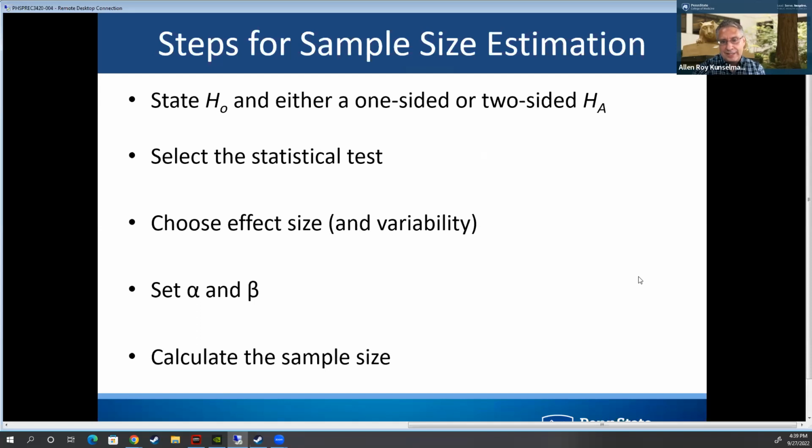Choose the effect size and the variability. So what is a clinically meaningful difference that you're trying to detect, and how much variability is there in that measurement? Determine what type 1 and type 2 errors you're willing to accept for your study, and then you can calculate the sample size.